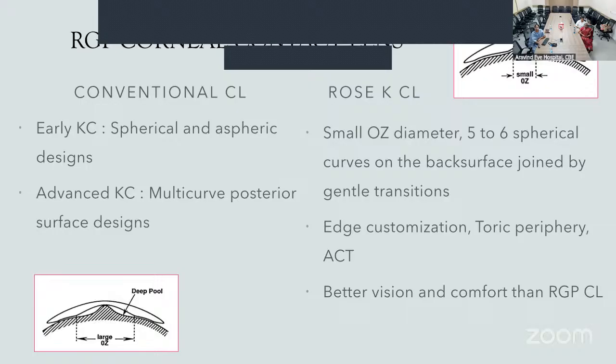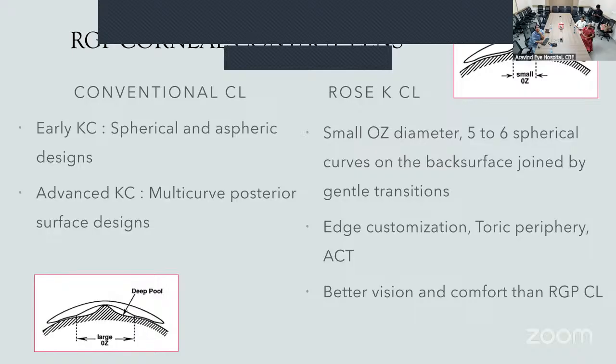These lenses have a small optic zone diameter with 5 to 6 spherical curves on the back surface joined by gentle transitions. They have the additional advantage of customization of edge and toricity of the edges, and also one more advantage of asymmetric corneal technology, wherein most of the cones are located inferiorly, and the inferior edge of the lens tends to lift up. While employing ACT, the lens inferior edge can be made flatter. It has the advantage of better vision and comfort than conventional RGP.